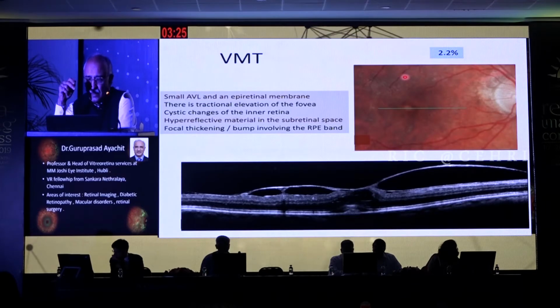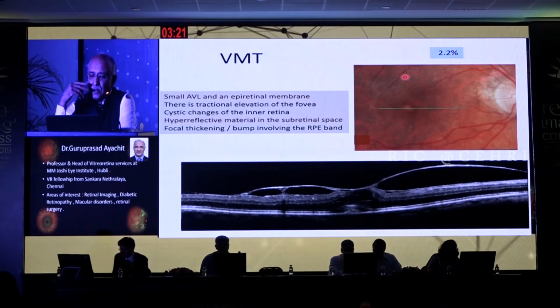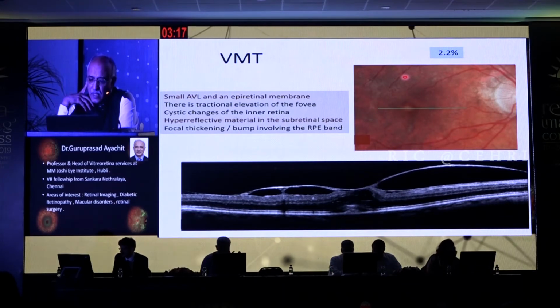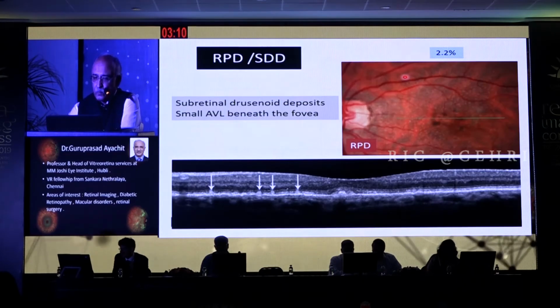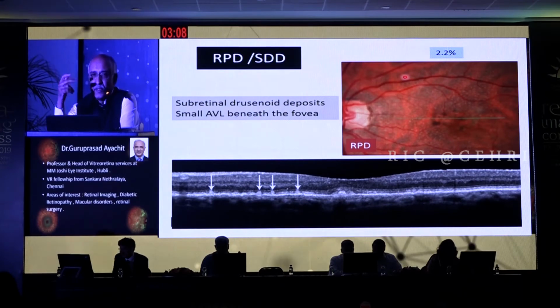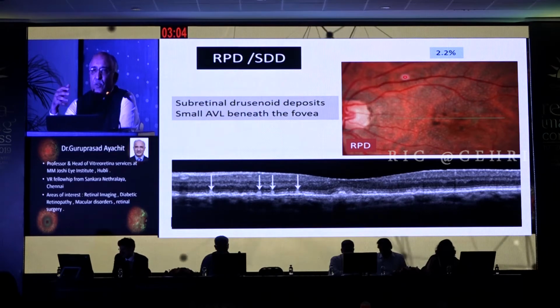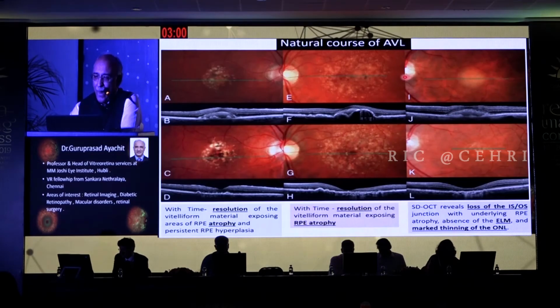VMT is another example of association. You can see the band, which is the epiretinal membrane, which is pulling on the fovea and the cystoid spaces that are there, and of course the subretinal collection of AVL. Similarly, the green drusen that the previous speakers were talking about, the reticular pseudodrusen, here also there can be an association with acquired vitelliform lesions.